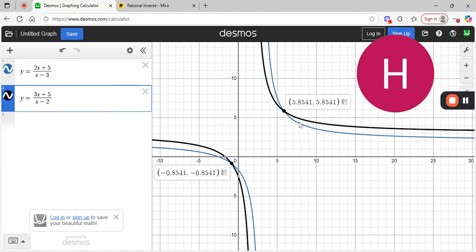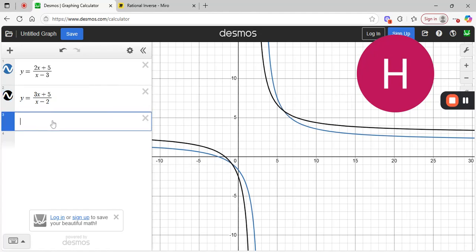What do you notice about those points? They have the same x and y value. And that's because the intersection of an inverse and its function should always occur on the line y equals x. After all, these graphs are a reflection of each other across that line y equals x.